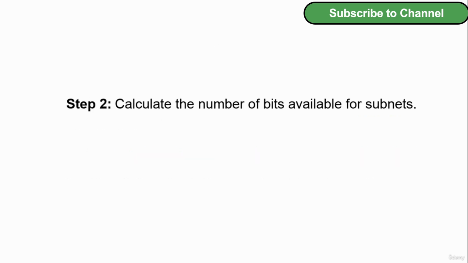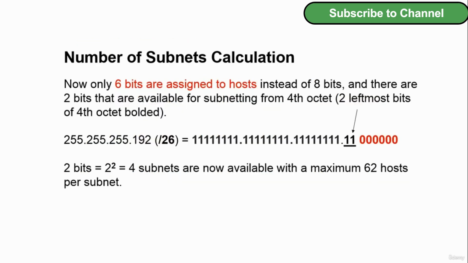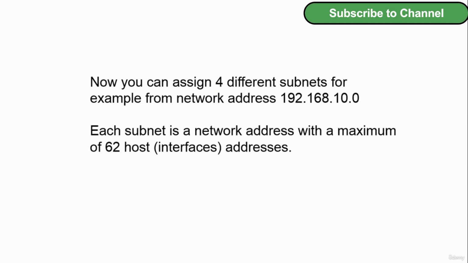So step 2, calculate the number of bits available for subnets. I know from the table that with /26 I have 2 subnet bits, and that's 4 subnets available. 4 subnets means 4 VLANs, so that'll work well for this. There's only 4 available. In this case, there are the 2 subnet bits, the 2 leftmost bits bolded, and that gives me 2 to the 2 equals 4 subnets. So you can assign 4 different subnets from this network address.